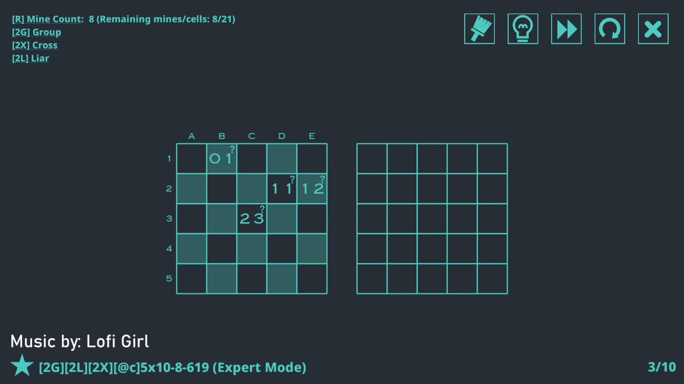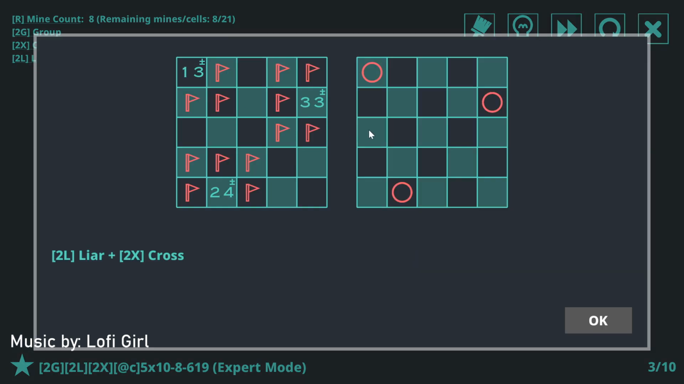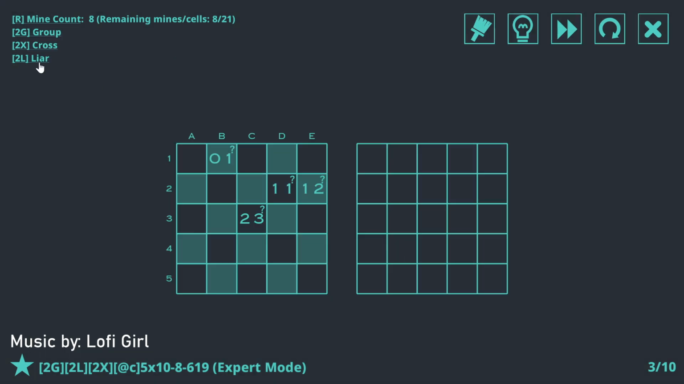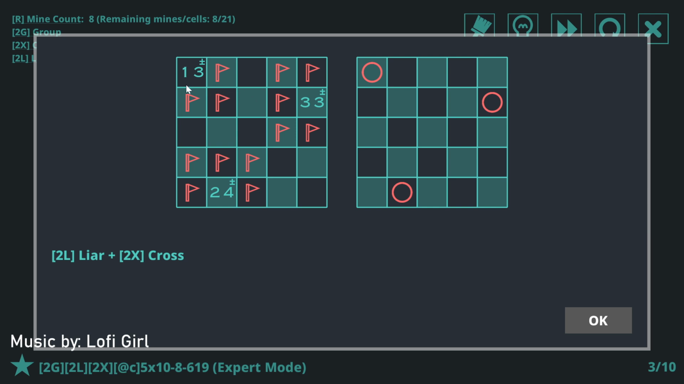Let me think about it. And then liar, well liar just means, I think I should note that liar just means that for the purpose of cross, one of the 2 values are lies and not both.